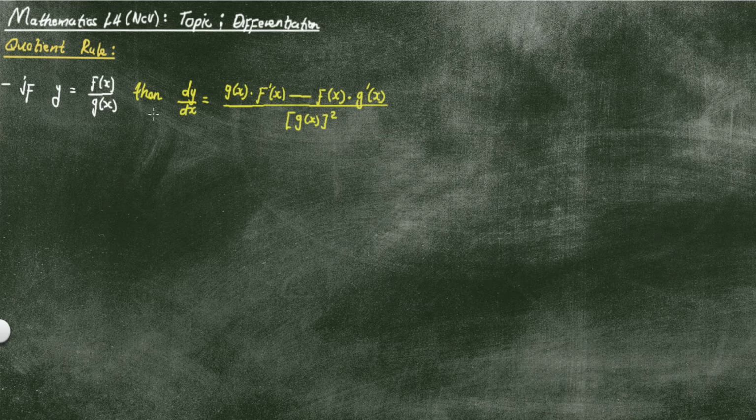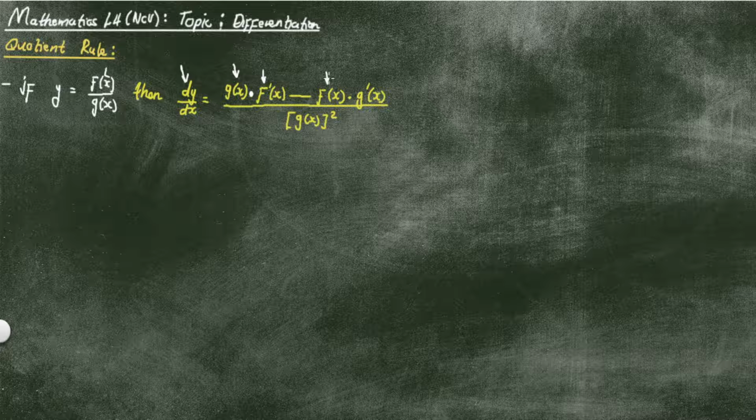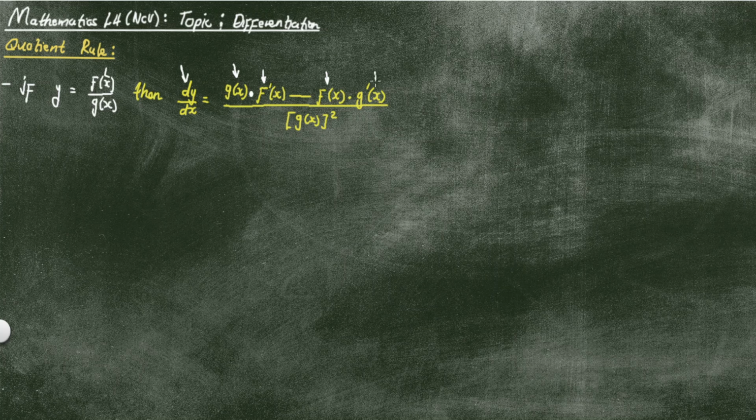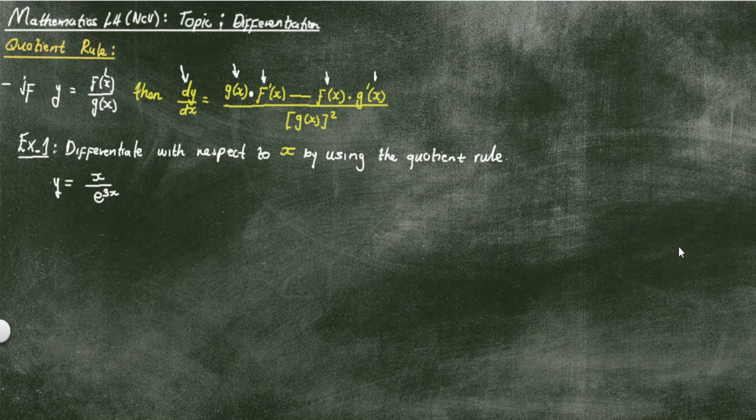If you were to get the derivative for this type of function, the derivative is equal to g multiplied by the first derivative of the f function, minus f multiplied by the first derivative of the g function. Then you take the denominator as it is, squared. So that's basically the quotient rule. In the formula sheet they give you a formula for the quotient rule. Okay, so let's have an example.